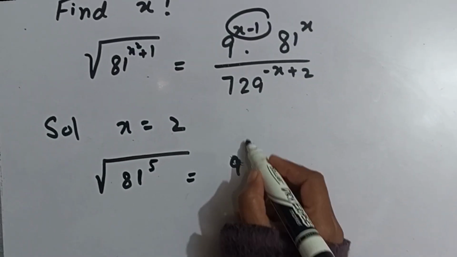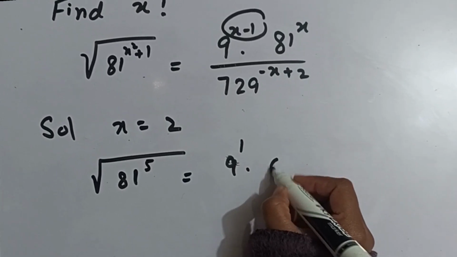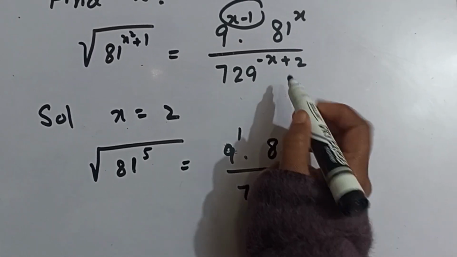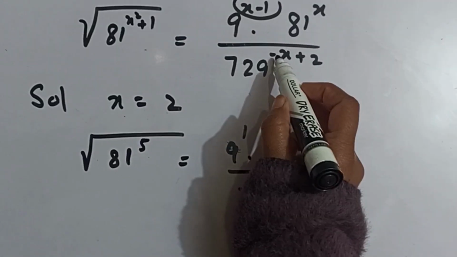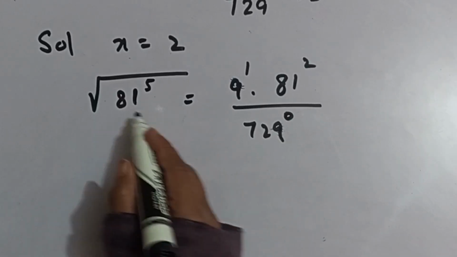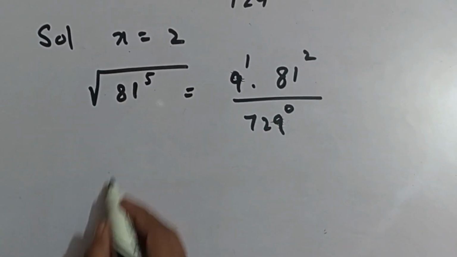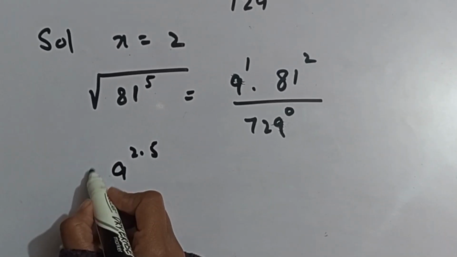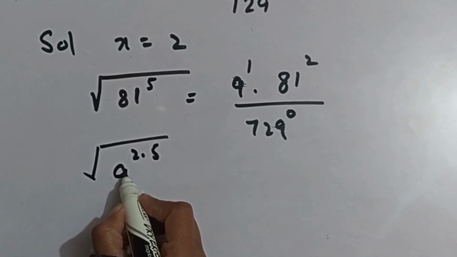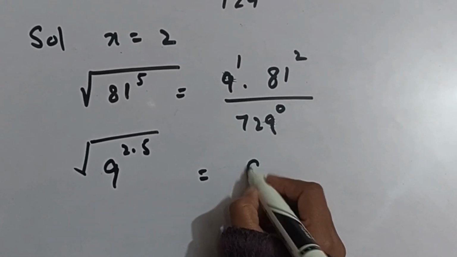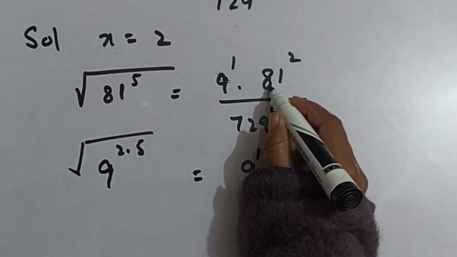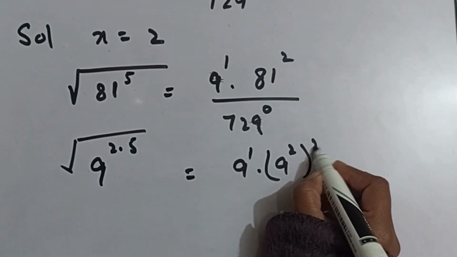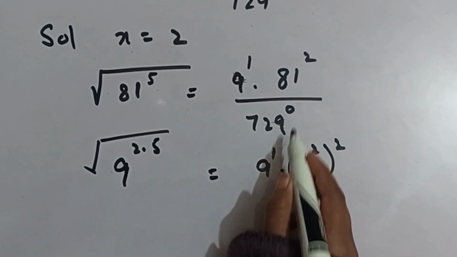So we get 9 raised to the power 1 multiplied by 81 raised to the power 2 over 729 raised to the power x plus 2 with x equal to 2, so minus 2 plus 2 becomes 0. Now we write 81 as 9 square, multiplied by the power 5, under the square root. On the right, 9 raised to the power 1 multiplied by 81 written as 9 square with power 2, and 729 raised to the power 0 is just 1.